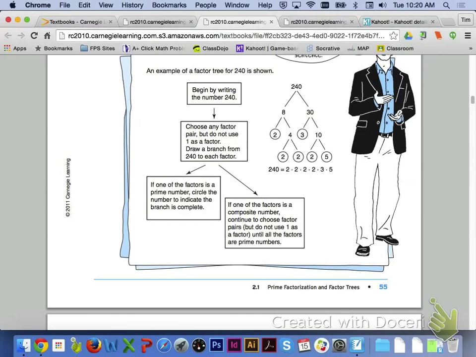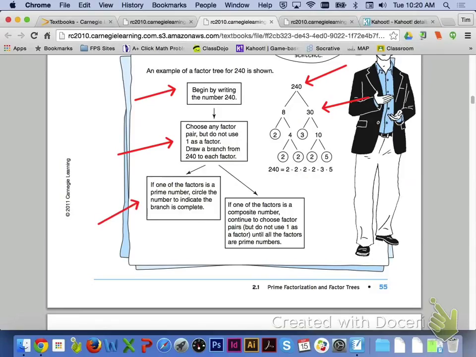At the bottom of page 55, just an example of a factor tree, and we're going to look at again the number 240. So the first thing we're going to do is start by writing the number 240 up at the top, and then we are going to choose any factor pair, but we are not going to use 1 as a factor. We are going to draw a branch from 240 to each of those factors then. This is why you did not choose 1 in the think tank problem when we started off the lesson. So in this case we choose 8 times 30 as a factor pair for 240.